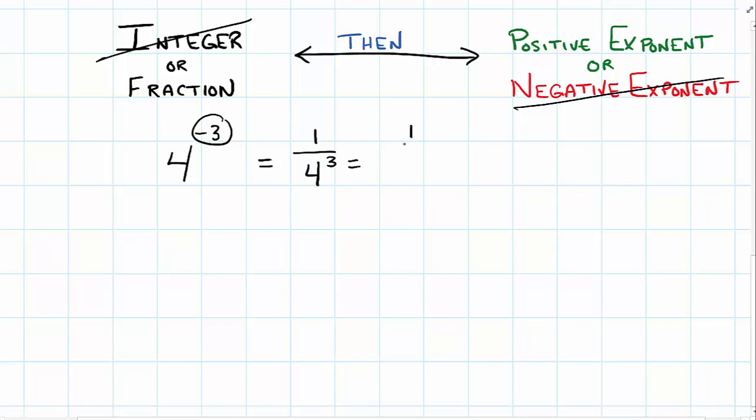Now, 2 other ways we can write this. We can write it as a multiplication problem in the denominator of 4 times 4 times 4. And we can also write it with the answer in the denominator. 4 times 4 is 16. Times 4 more is going to be 64.